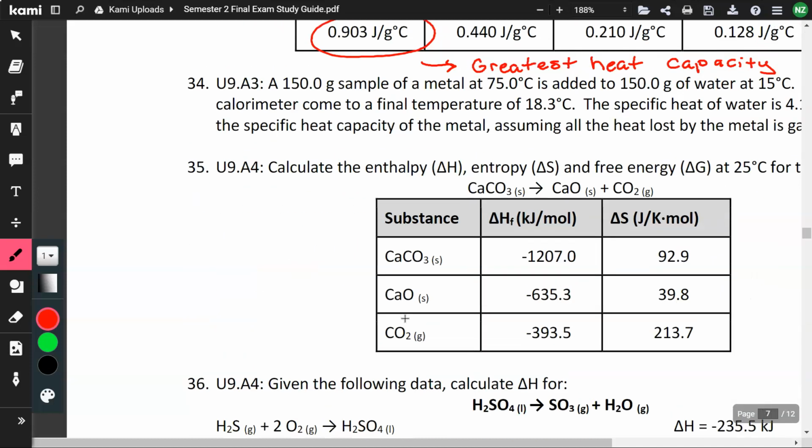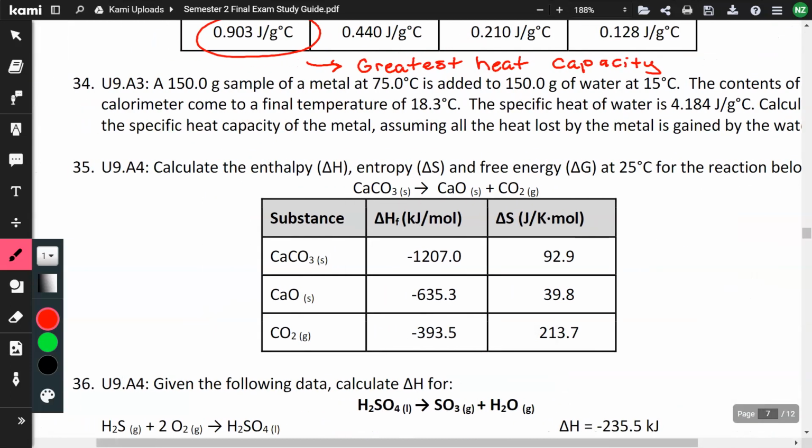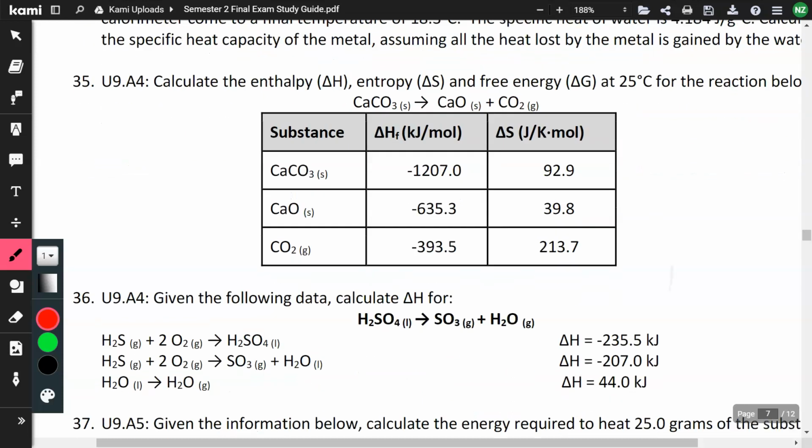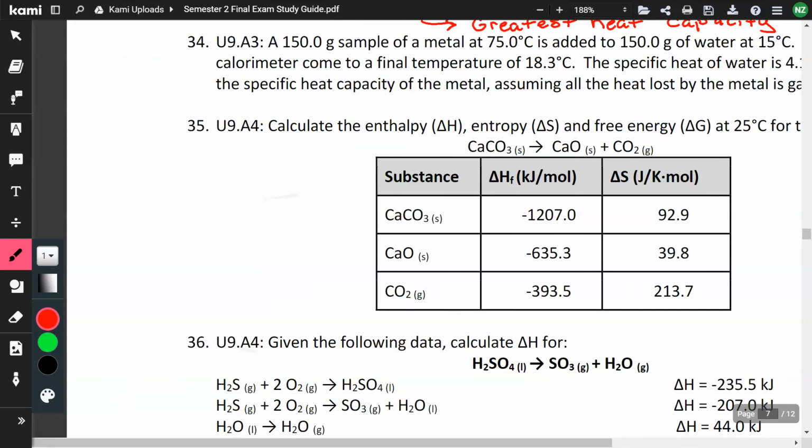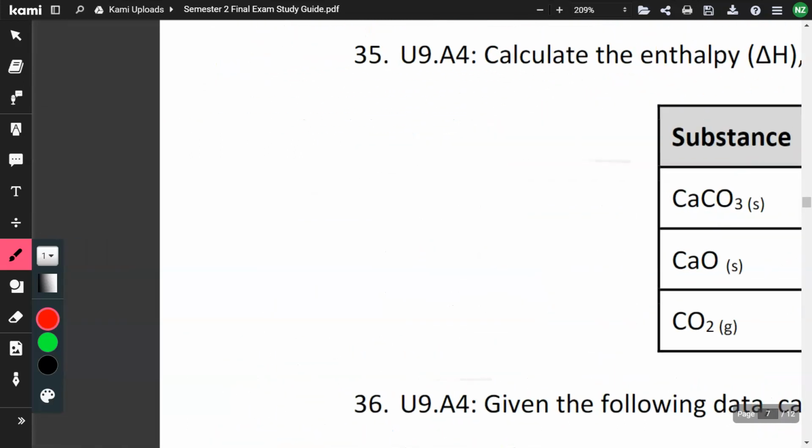35 says, calculate the enthalpy, entropy and free energy for the reaction below. Okay, we got this data table. I am going to try and squeeze this all on here. Okay, so let me just zoom in a little bit.